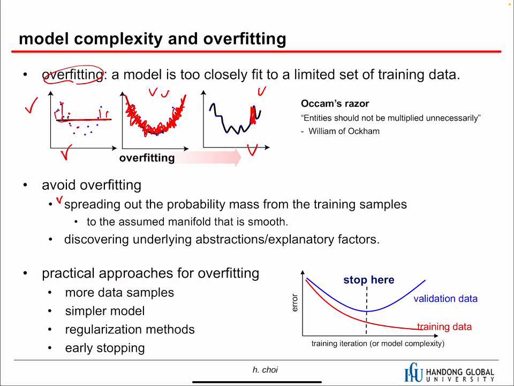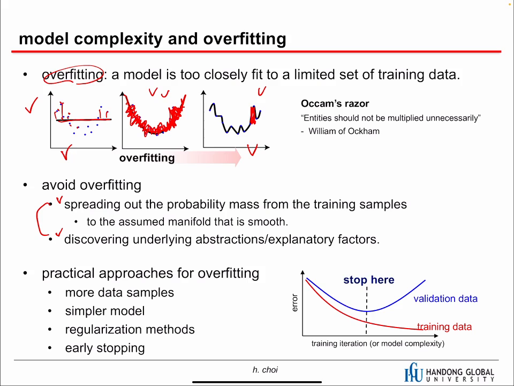And another one is that we can discover underlying abstraction and explanatory factors. In the bumpy data samples, these bumps are not coming from these explanatory factors. These spikes are not from the real factors. These are noise. So we can consider all these spikes as noise. Then we can focus on more abstract and explanatory factors. Basically, these two things are the same, but we can interpret these phenomena in different ways.